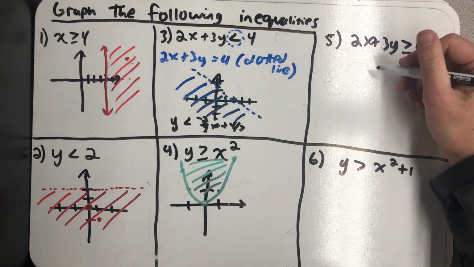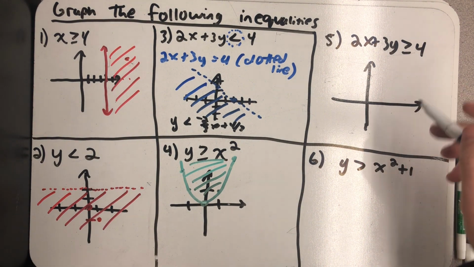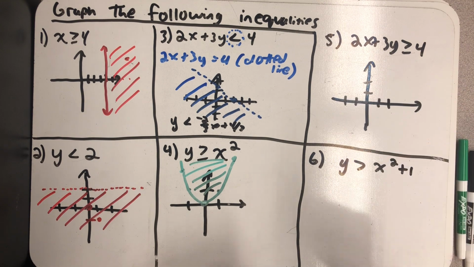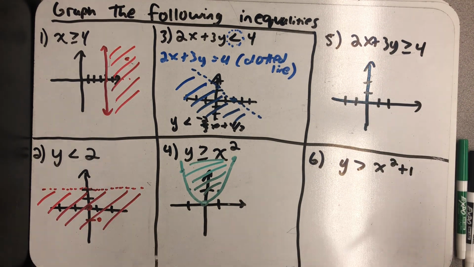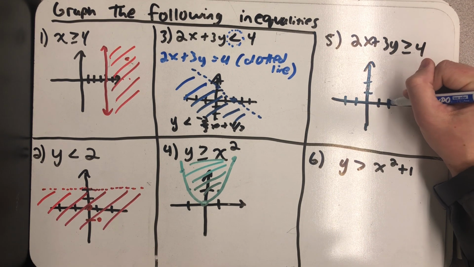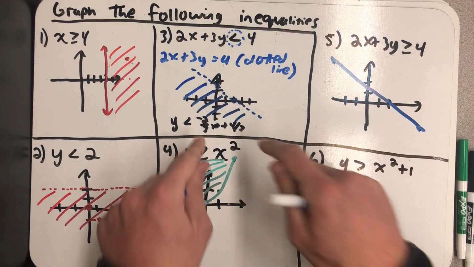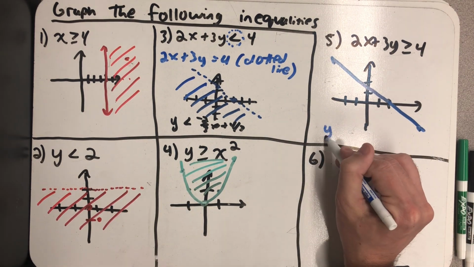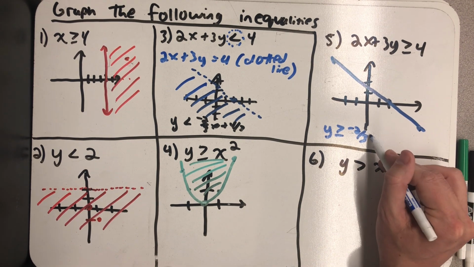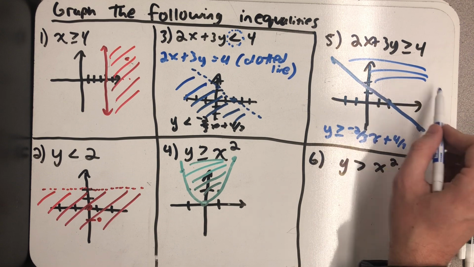Okay, so for number 5, I'd have exactly the same line, except for this time it would be a solid line because I see a greater than or equal to. And if I thought about solving for y, the only thing that would change would be the inequality symbol. Everything else would remain the same. So instead of shading below the line, now I can shade above the line.